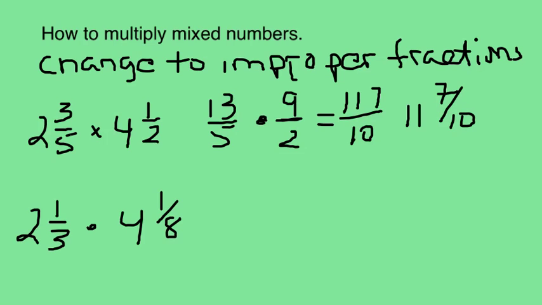Okay, let's do the next example. Let's go ahead and change these to improper fractions. 2 times 3 is 6 plus 1 is 7 over 3, times 4 times 8 is 32 plus 1, 33 over 8. See if you can find the cross cancel and get an answer, and we'll see if you have the correct answer tomorrow.